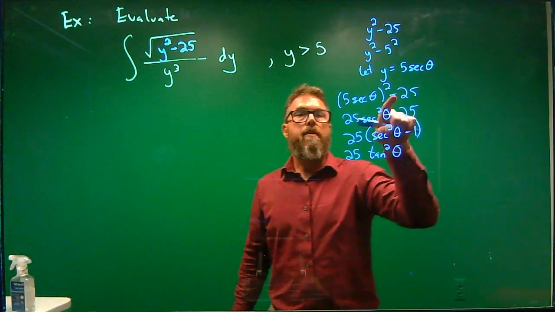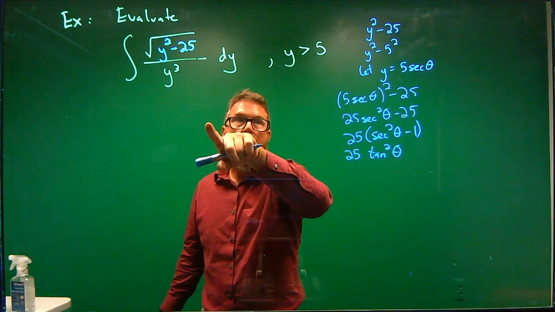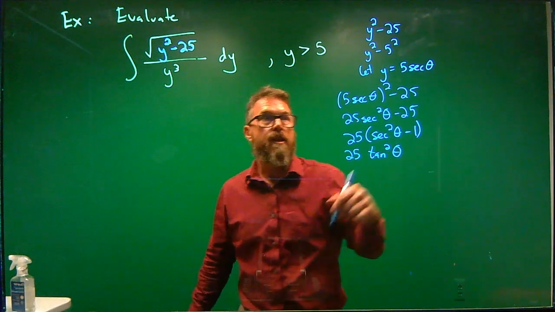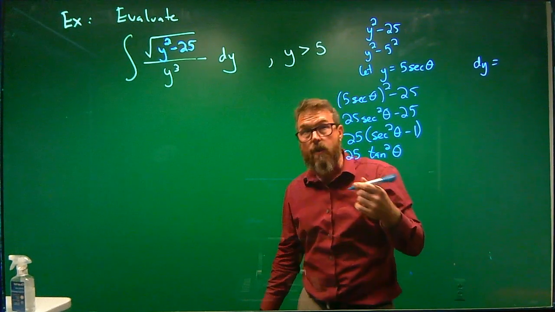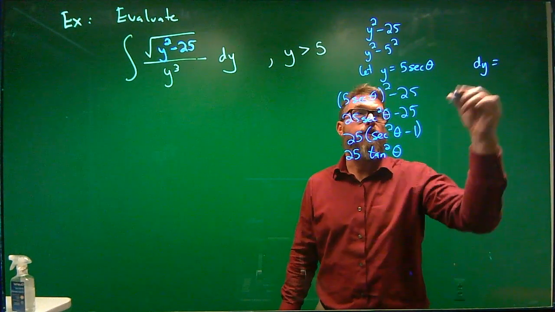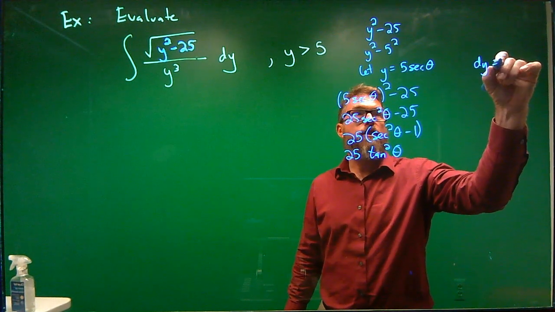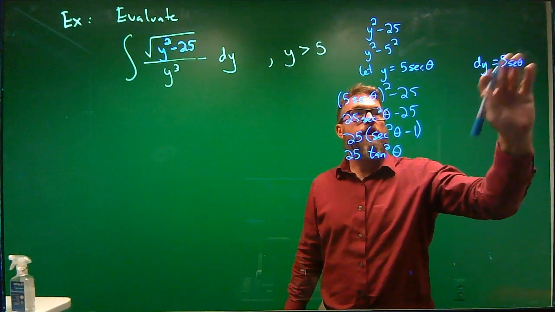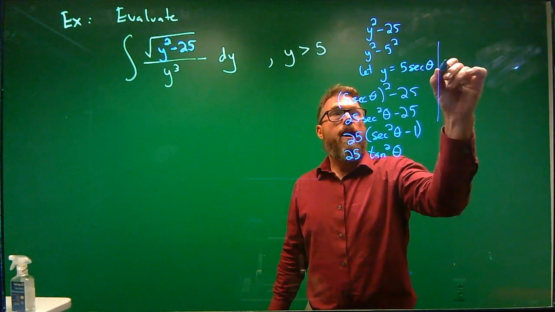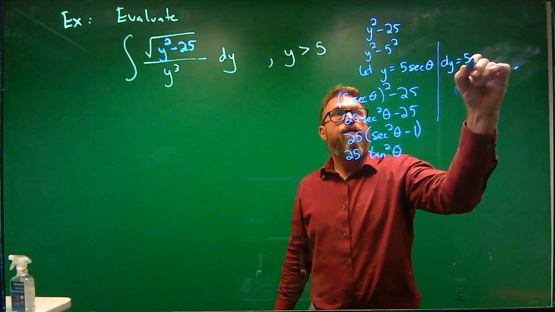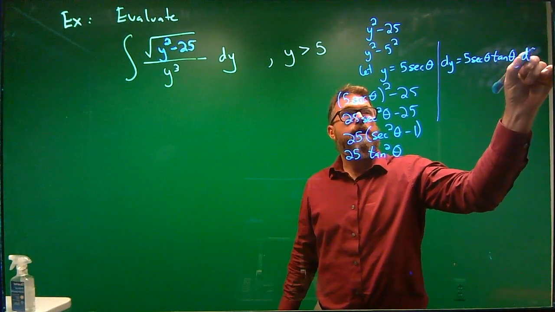Now remember that I have to substitute all my expressions for y, and also my expression for dy. If y is equal to this, then dy is the derivative, or the differential, of this. The derivative of secant of theta is secant of theta tangent theta. I'm going to have to pull this down, it is way too big. So dy is going to be equal to 5 secant of theta tangent of theta d theta.